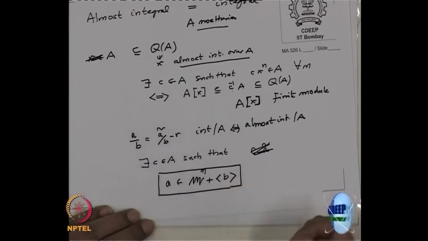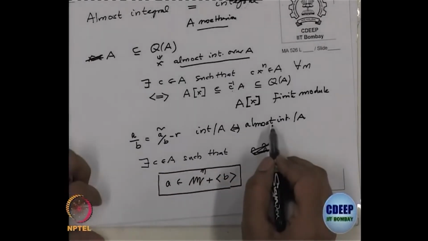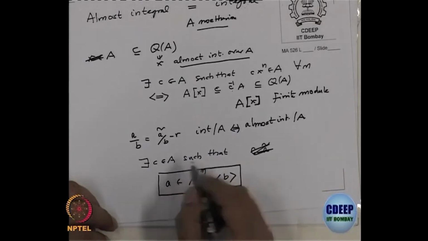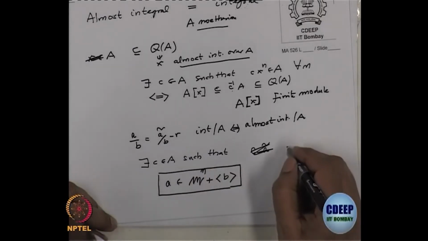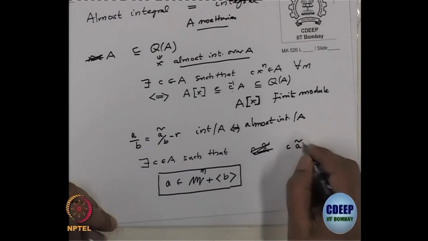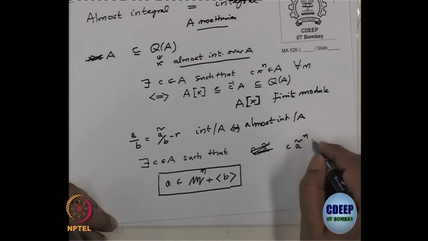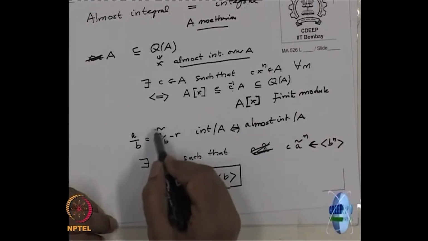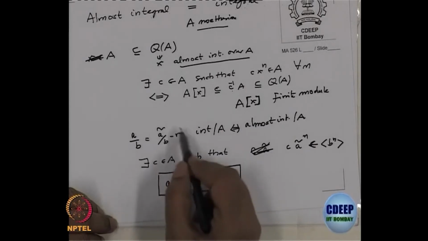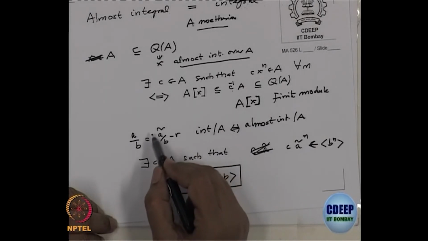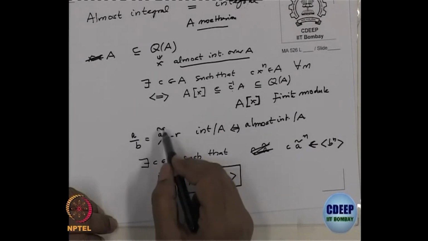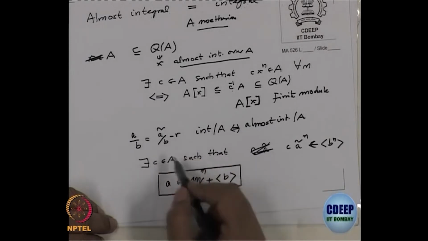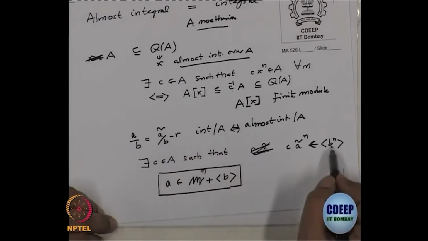This is what we need to prove. So almost integral means there is a C so that C times A tilde power n will belong to the ideal generated by b power n. When you calculate that, it means that it belongs to b power n.